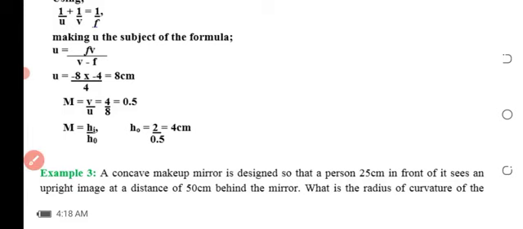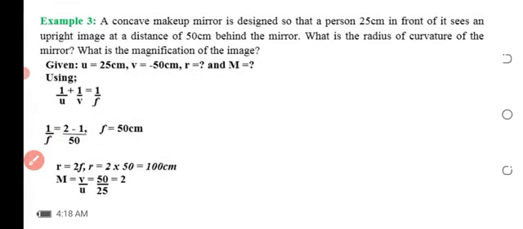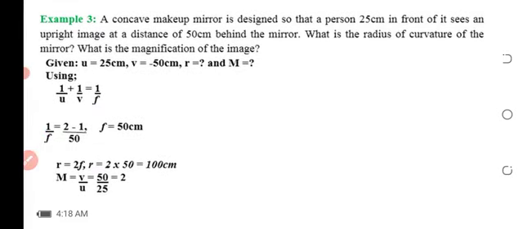Okay, now let's look at the last example here. Example 3 says a concave makeup mirror is designed so that a person 25 centimeters in front of it sees an upright image at a distance of 50 centimeters behind the mirror. What is the radius of curvature of the mirror? And also, what is the magnification of the image?